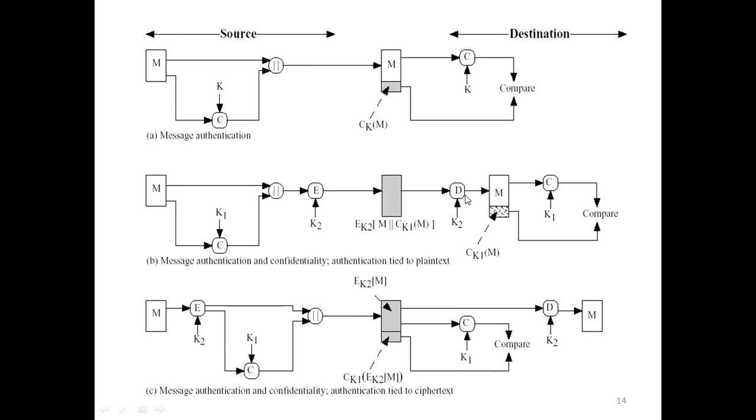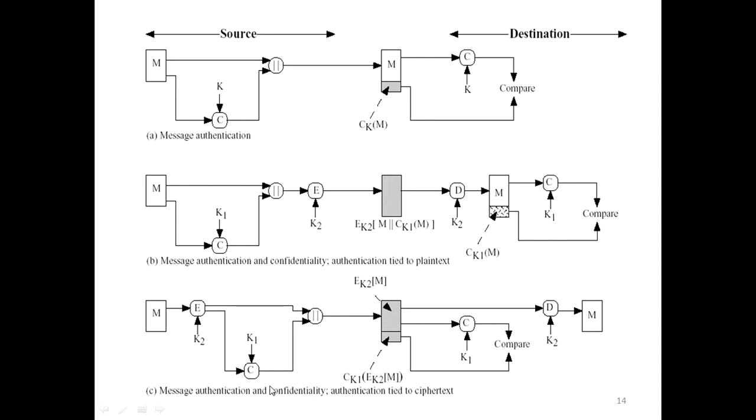On the receiver side, first perform the decryption, as in the previous first case. Then again compute the MAC code, then compare. Now, there is a third case. There is a little bit of difference on the ciphertext. This is about MAC tied to the plain text.